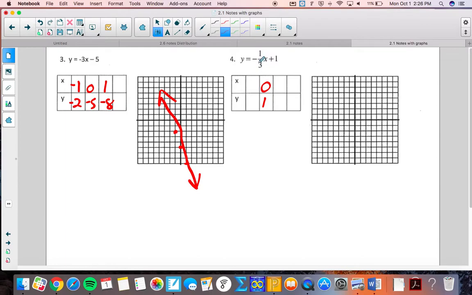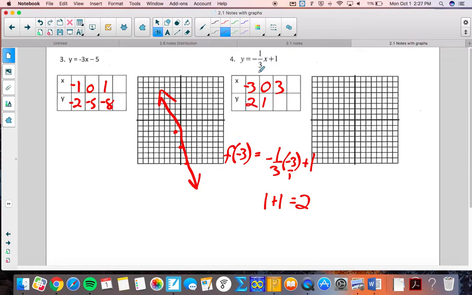Here, you might want to do multiples of 3. Whatever your denominator is, it's going to be easier if you do multiples of 3, so negative 3 and positive 3. So f of negative 3, what that does is eliminates the fraction. So negative 1/3 times negative 3 plus 1. So negative 1/3 times negative 3. If you need to multiply fractions straight across, do it. You get positive 1. So that equals 2.